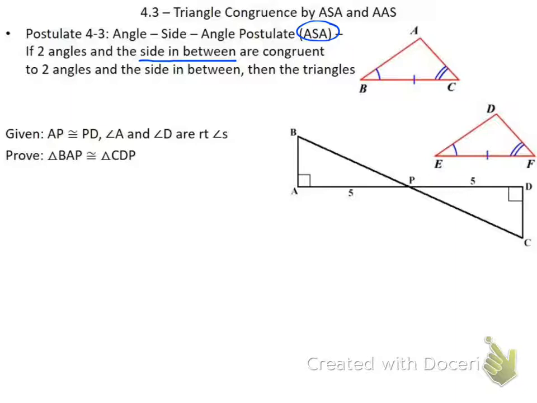So just like in here, here are my two angles that are equal, and this is the side that is between the angles that is equal, so that would make it angle side angle because the side's between the angles. So with the first one, again, attack it the same way. Go first, I have my given.